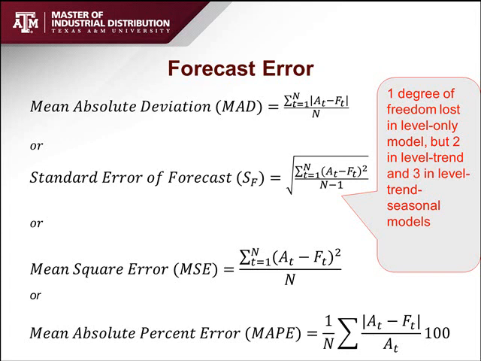Another metric is the mean square error, MSE. This is very similar to MAD, but it is different in a sense that it basically penalizes extreme deviations more heavily. And the final one is the mean absolute percent error. Now, when we talk about the MAD or MSE values, or S_F in that manner, we will get a number, but that is based on the product.